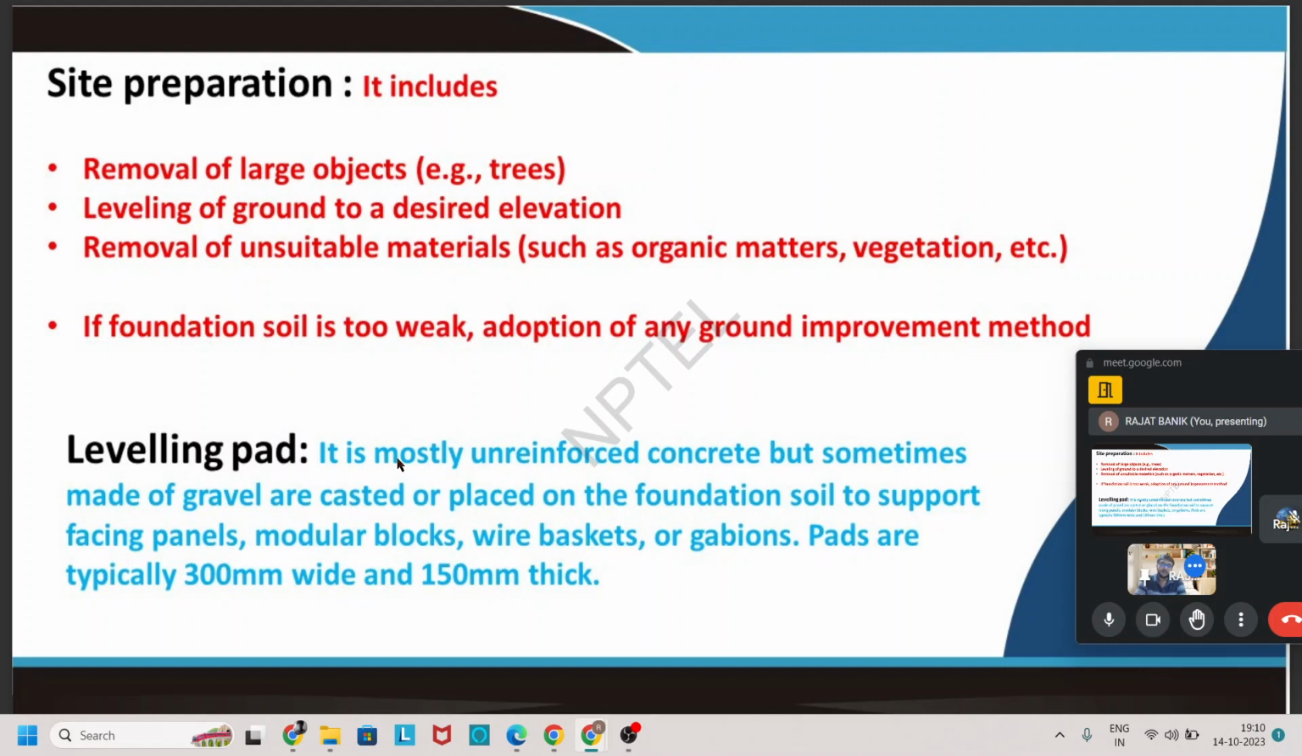Then we come to leveling pads. A leveling pad is mostly unreinforced concrete, but sometimes made of gravel, cast or placed on the foundation soil to support facing panels, modular blocks, wire baskets, or gabions. Pads are typically 300 wide and 150 thick.